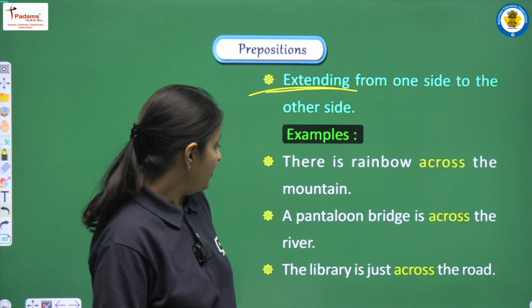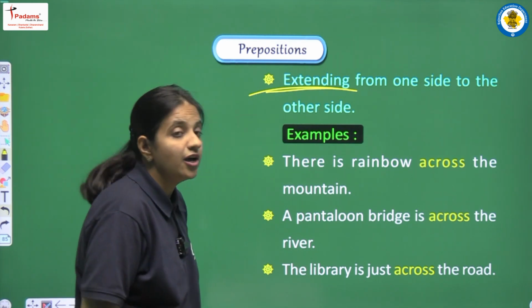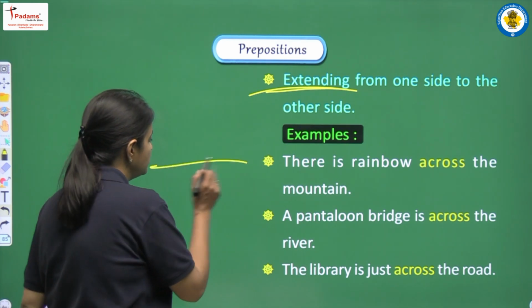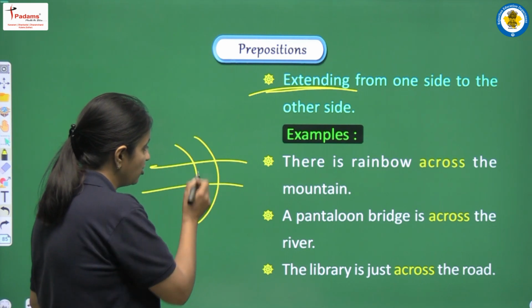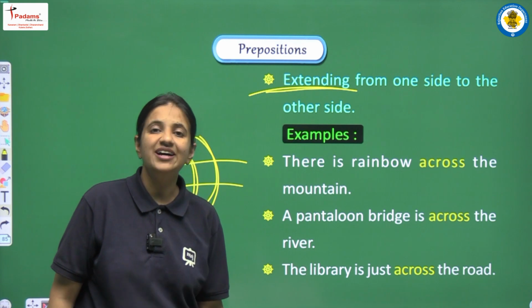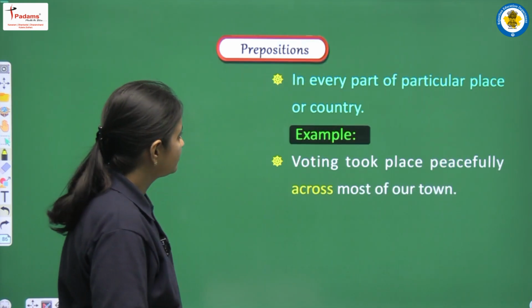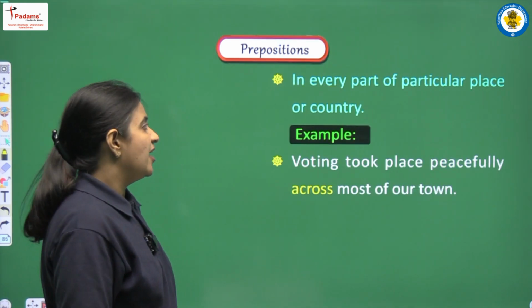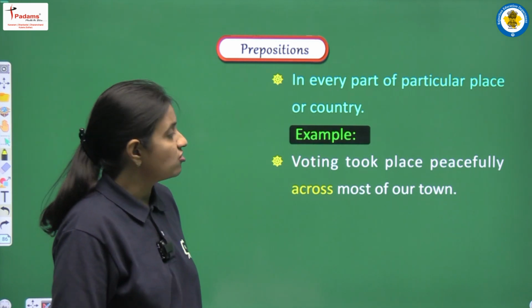Next is a pantaloon bridges across the river. So obviously जो bridges होते हैं वो river के ऊपर इस तरह से होते हैं, across the river. Next is the library is just across the road. Clear?